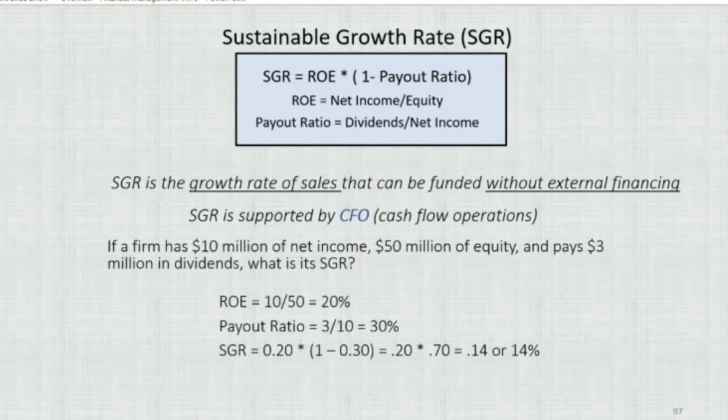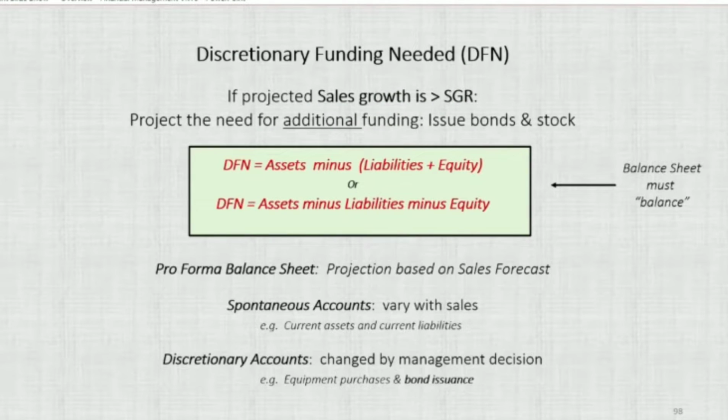In this case, we're going to have to solve for ROE and payout ratio. So the ROE is the 10 million of net income divided by the 50 million of equity. So it's an ROE of 20%. The payout ratio is the 3 million in dividends divided by the 10 million of net income. So there's a 30% payout ratio. 30% of income is paid out in dividends. Plugging those two into the first formula, we see that our sustainable growth rate is 14%. In other words, if the company is projecting that sales will grow 14%, then internal cash flow can support that level of sales.